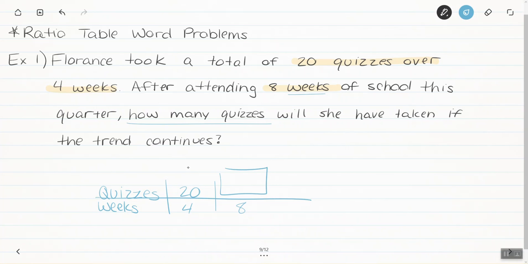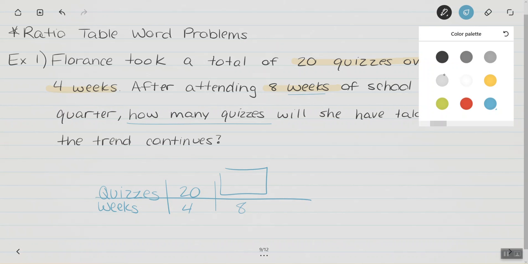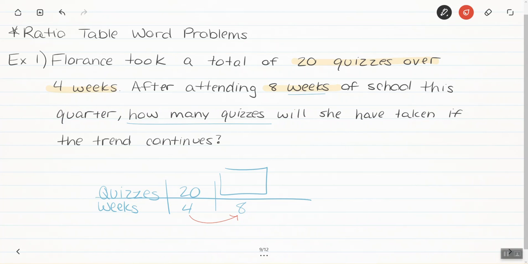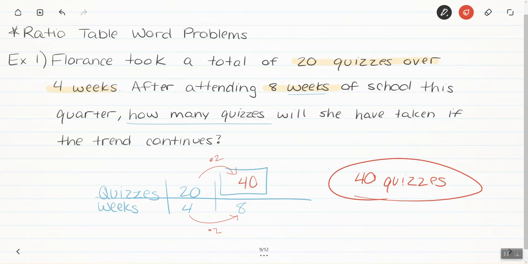So I can use the ratio that I've been given, this 20 to 4, to move forward in my ratio table. So what could I do to 4 to get to 8? Well, I can multiply by 2. And if I do that to the bottom number, I also have to do that to the top number. So I'm going to multiply it times 2. So 20 times 2 gives me 40. So I know Florence is going to take 40 quizzes. And that would be the answer to that example.